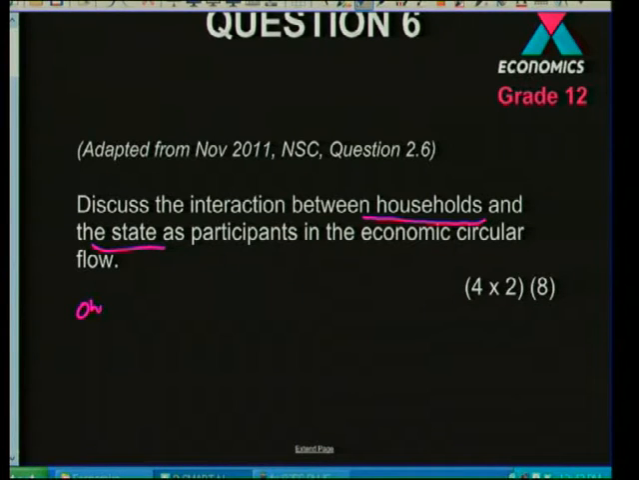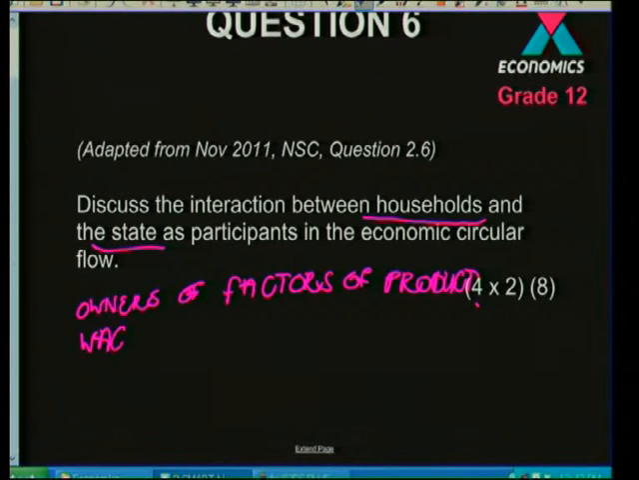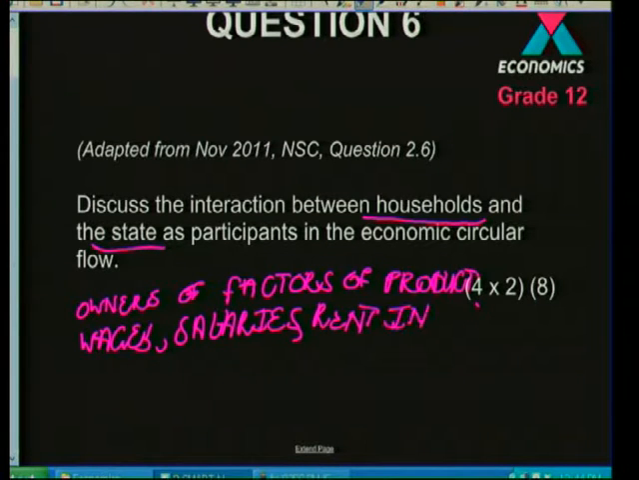They are the owners of the factors of production. And as owners of the factors of production, they make that available to the government because the government owns businesses that need to employ people. So the factors of production are made available to the government. They are not going to make available the factors of production for free. They need something in return. So the government will make a payment in the form of wages, salaries, rent, interest, and profit.